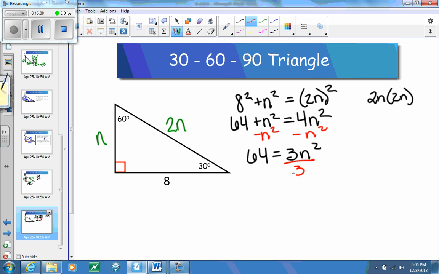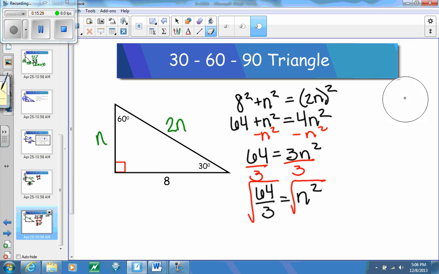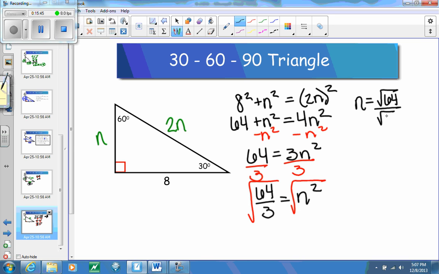And now I'm going to divide both sides by 3. Now this ends up giving me 64 thirds equals n squared. To solve for n, we are going to take the square root of both sides. When you take the square root of a fraction, you're taking the square root of the numerator and the denominator. So right now, n is going to equal the square root of 64 divided by the square root of 3.